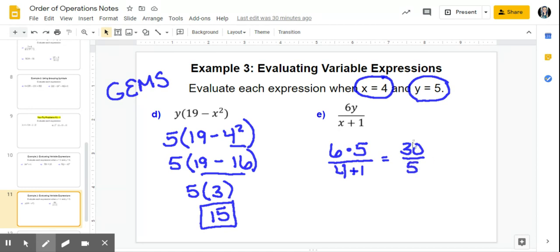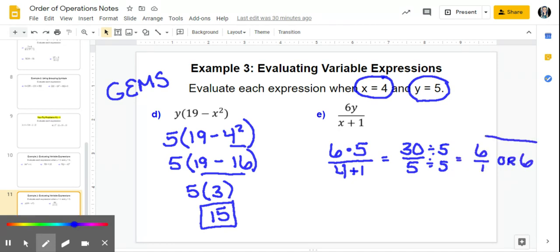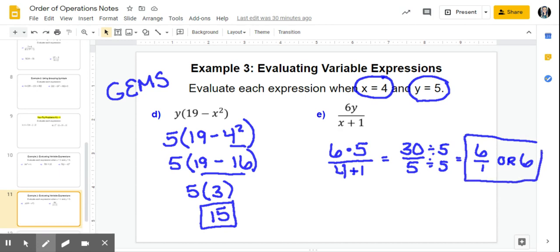And then I'm going to simplify this fraction here. 30 over 5, I can divide both of those by 5. And I get 6 over 1, or just 6. How we doing so far, so good?